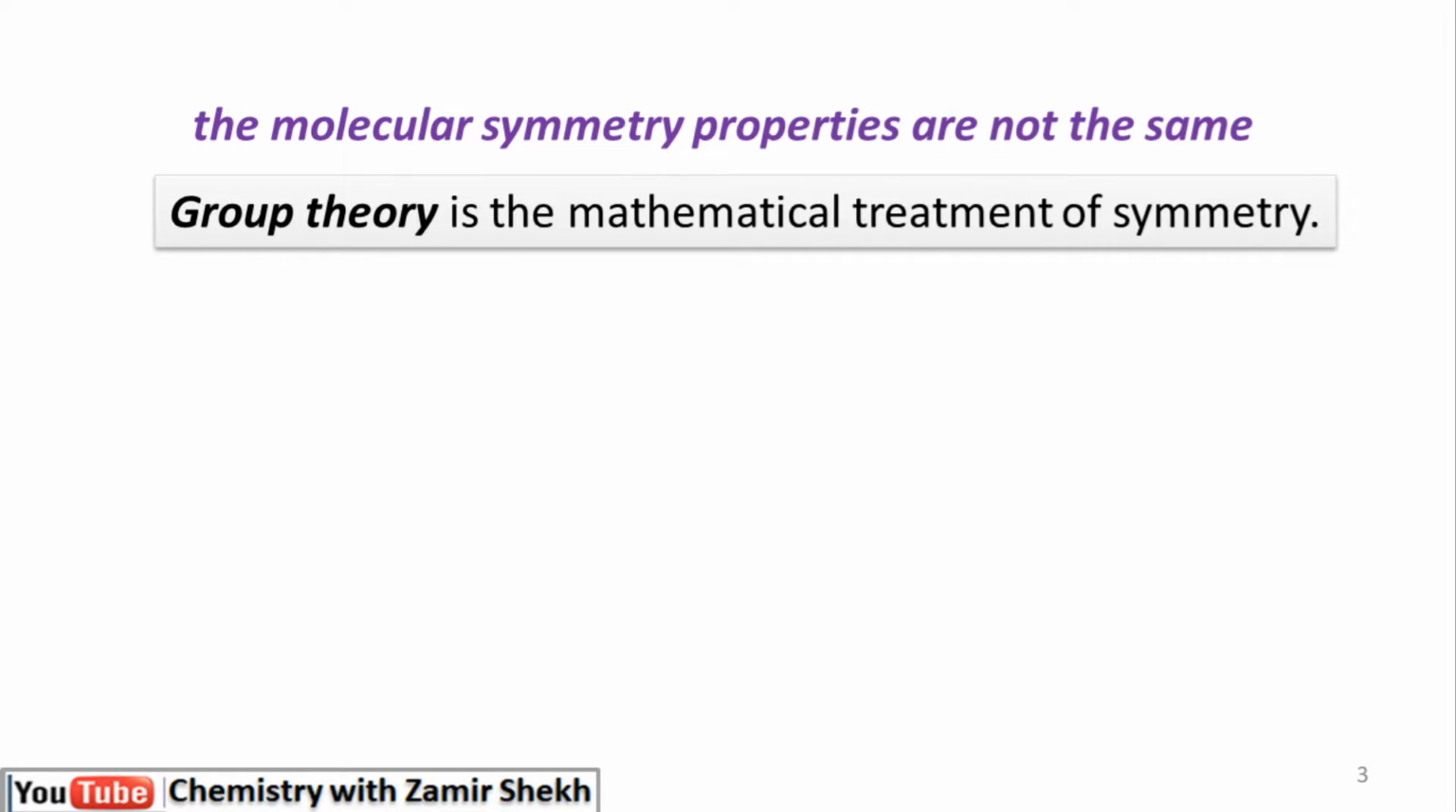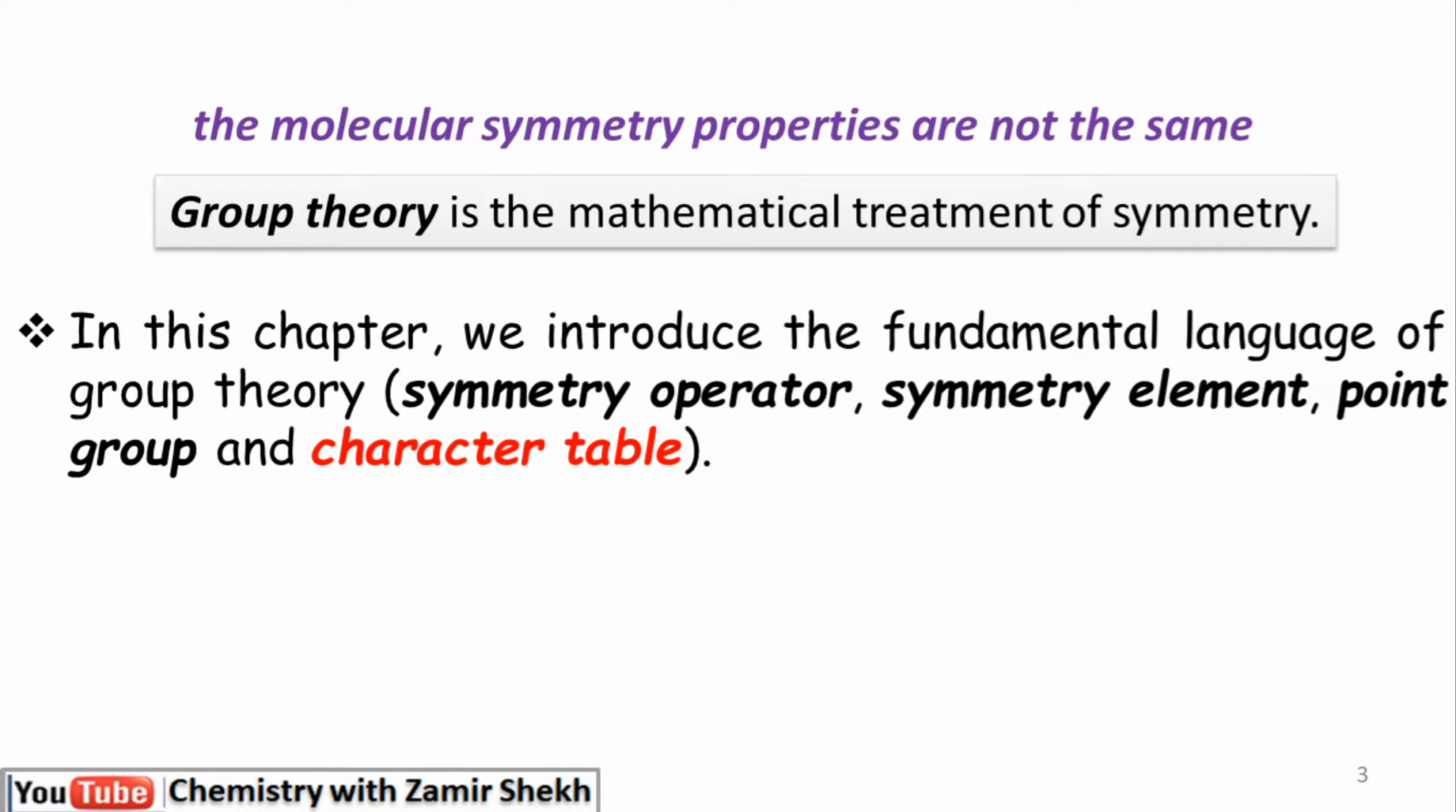In this chapter, we will first be introduced to the fundamental languages of symmetry: symmetry elements, point groups, and character tables. These are the fundamental parts of your chapter. One is symmetry elements and symmetry operations, then we have point groups, and finally the character table.